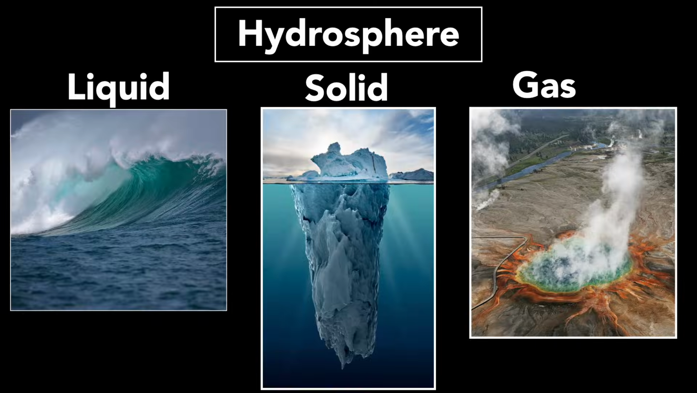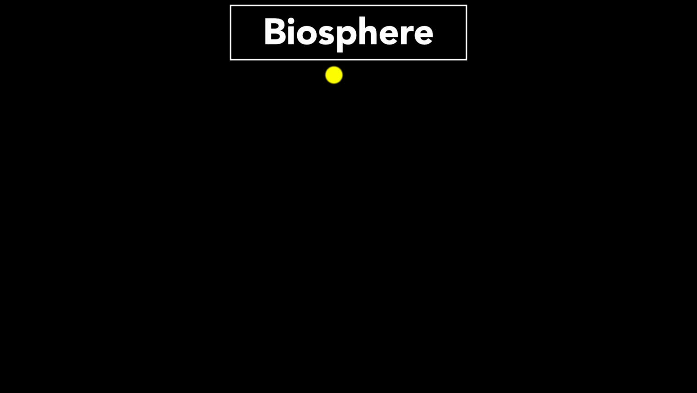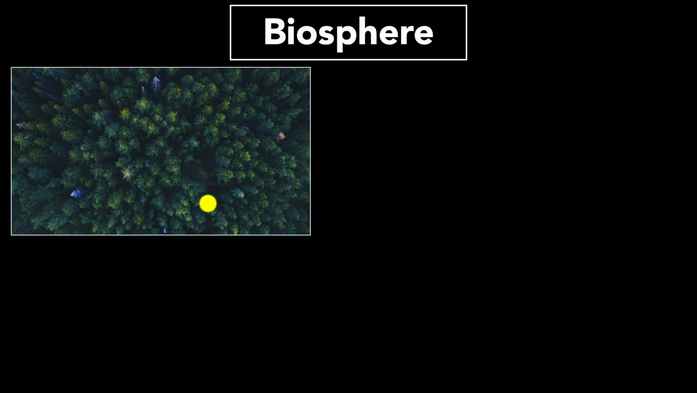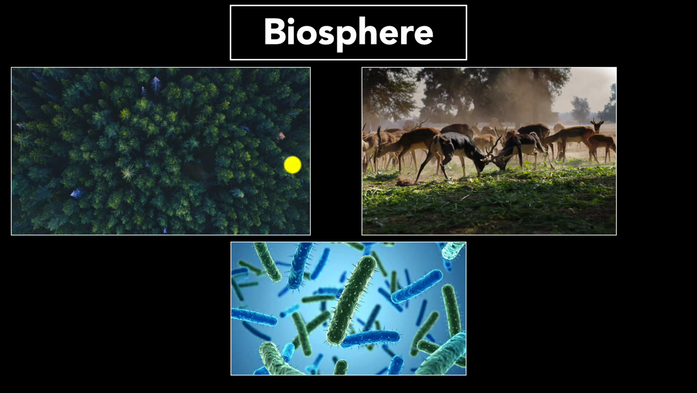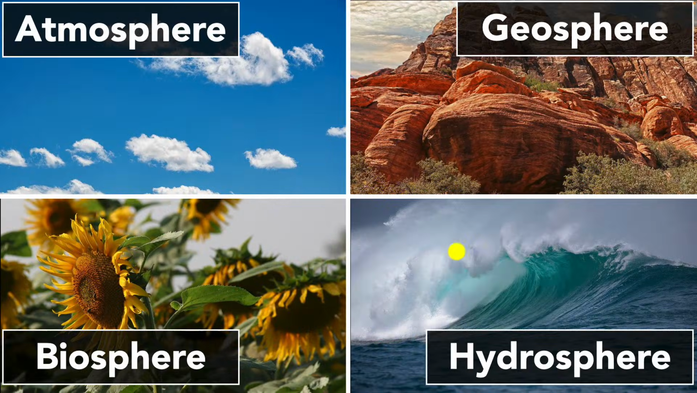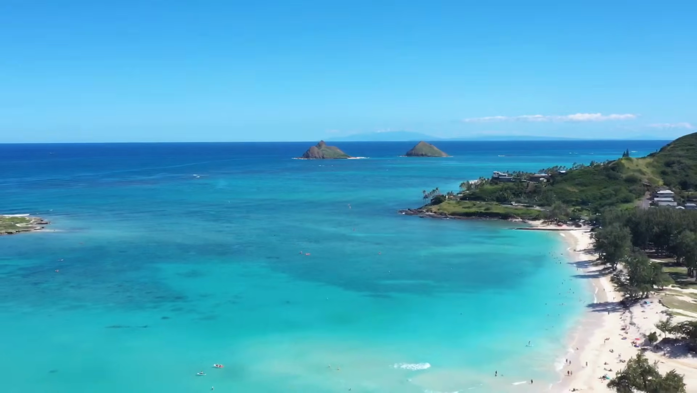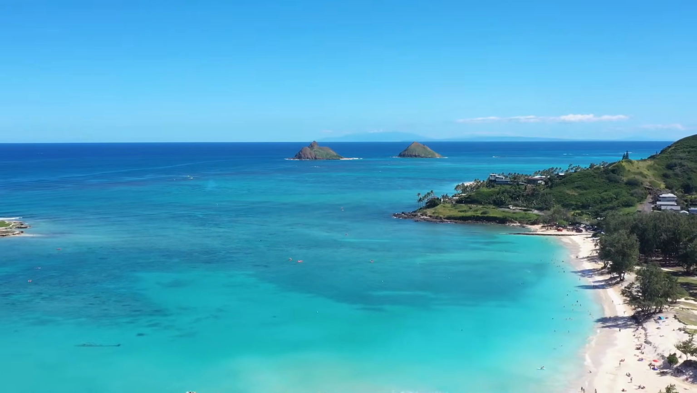And finally, that brings us to biosphere. The biosphere includes all living organisms and their remains. So we're talking about plants and green stuff, the animals, and even microorganisms and their dead remains as well. All of that is part of the biosphere. So now let's see how all four systems interact using the example of the Hawaiian Islands.